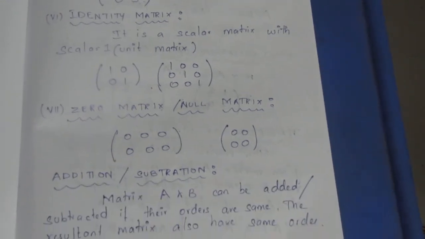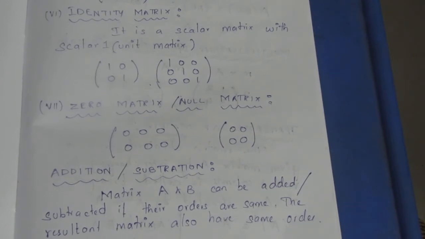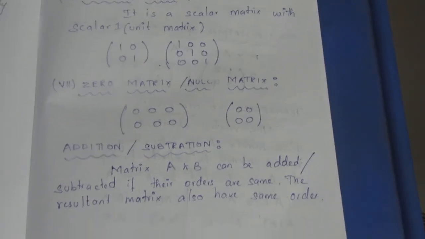Now a zero matrix means everything inside the matrix will be 0. If everything is 0, then it is called a zero matrix. The zero matrix is also called a null matrix. So these are the types of matrix. There are 7 types, so it's quite easy. If you understand them, it will be easy for you to write the sums.